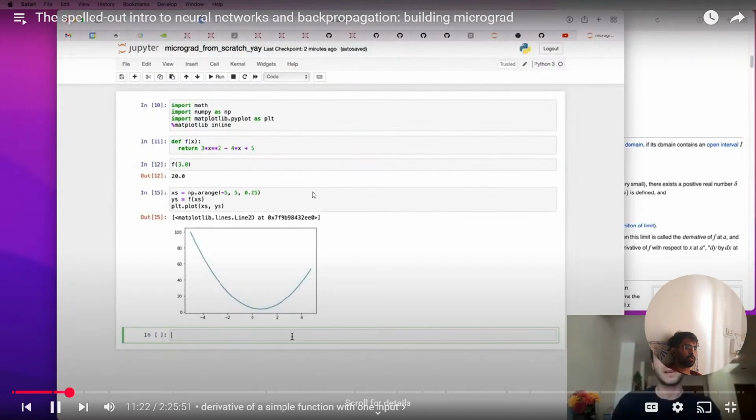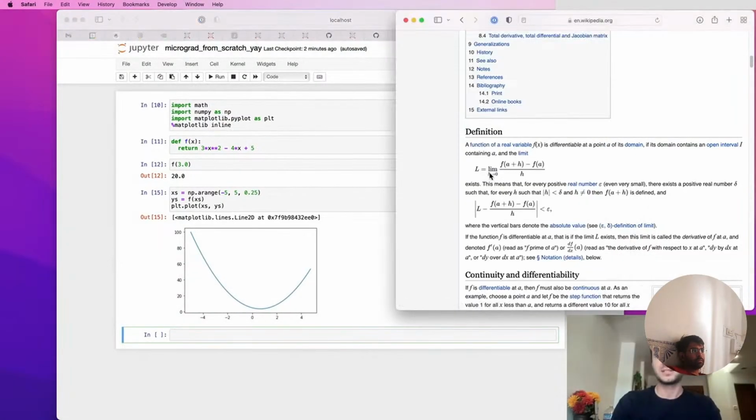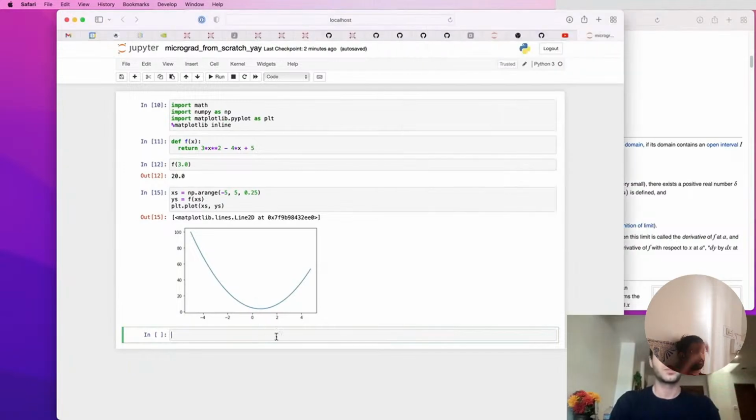And so we can basically evaluate the derivative here numerically by taking a very small h. Of course, the definition would ask us to take h to 0. We're just going to pick a very small h, 0.001.